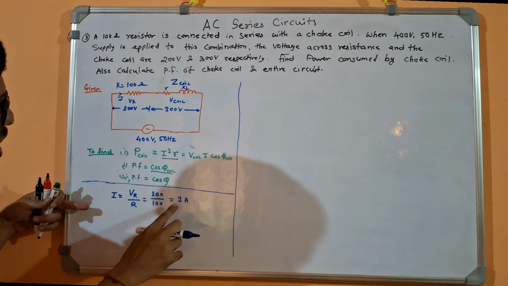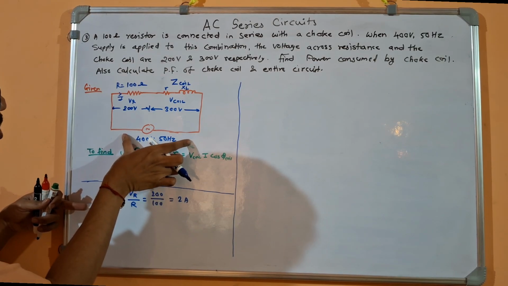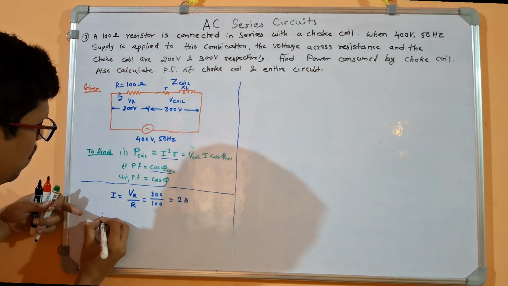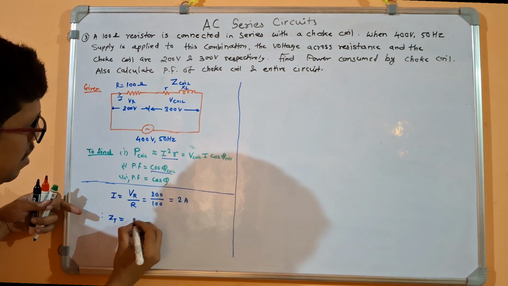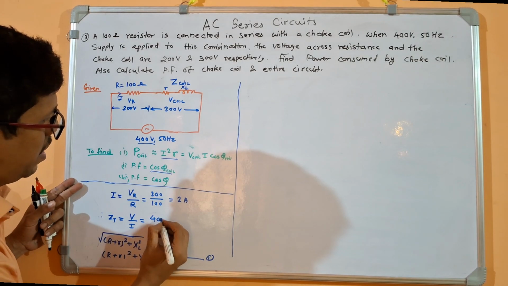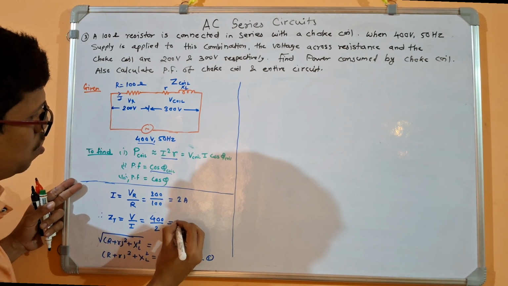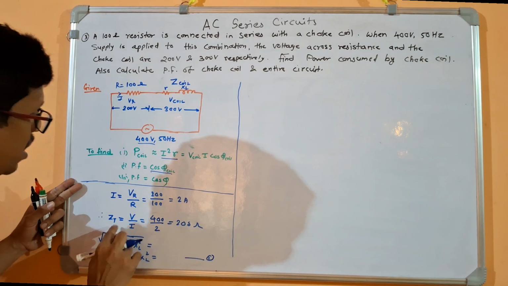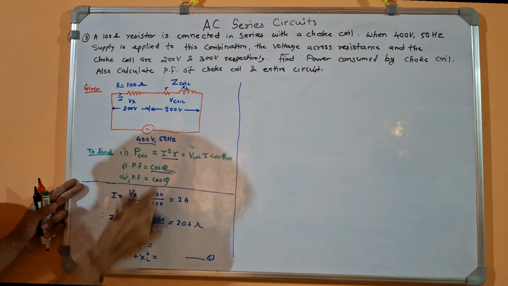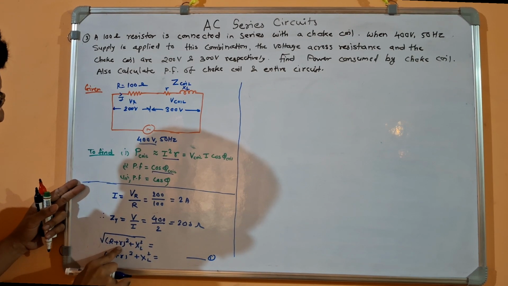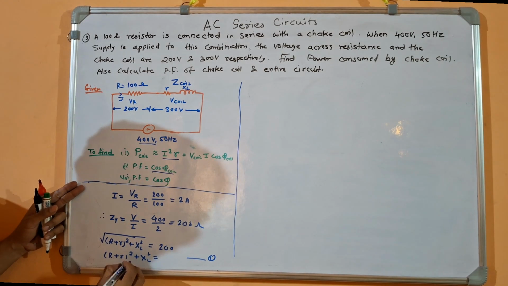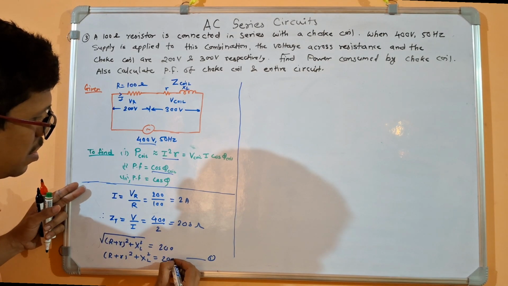Now if I have got I, and I am having total voltage, I can find total Z. For the entire circuit, Z total is nothing but V total divided by I. And what is our total voltage? It is 400 divided by total current 2, so 200 ohms. But what is Z total? It is nothing but the square root of total resistance squared plus the inductive part squared. So (R plus r) squared plus XL squared will be 200 squared.